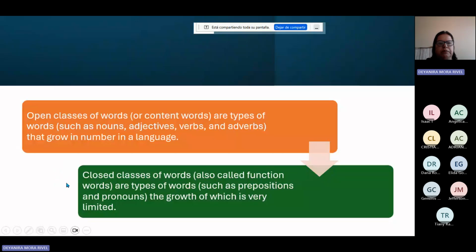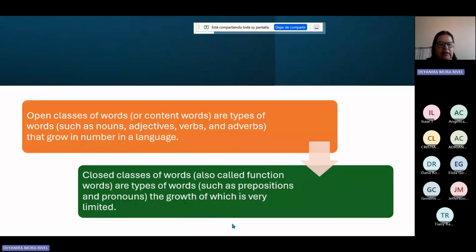But then we have closed class words, and those are the ones that we call function words, which do not have a meaning on their own, but a function, and they do not grow. They already exist in English, and this is what I wanted to explain.